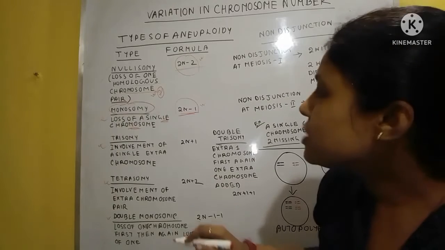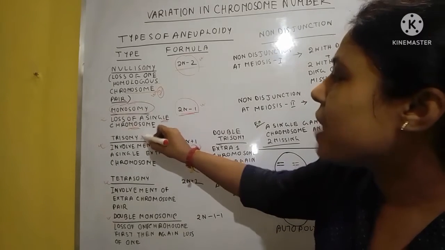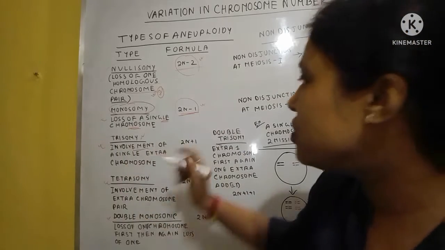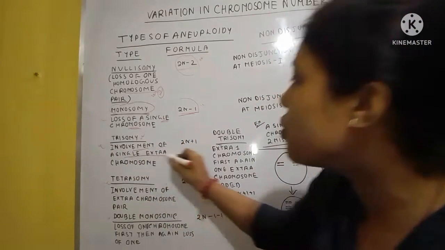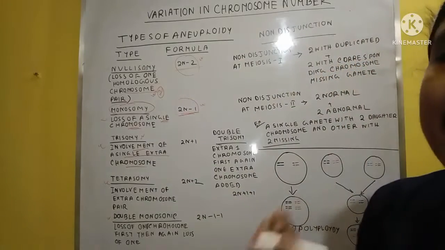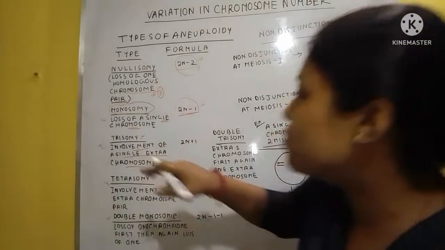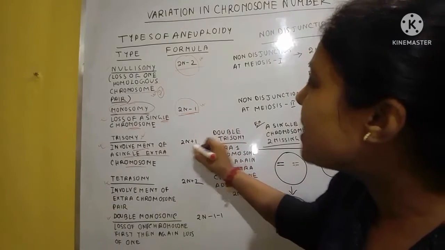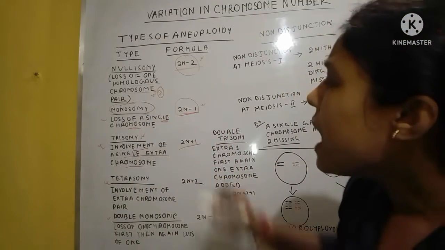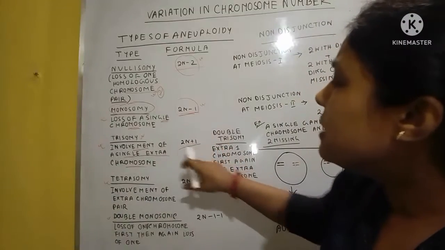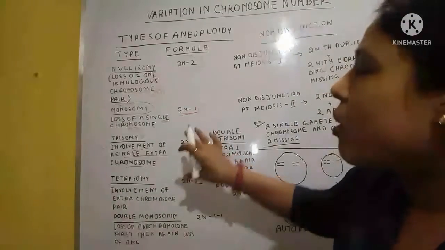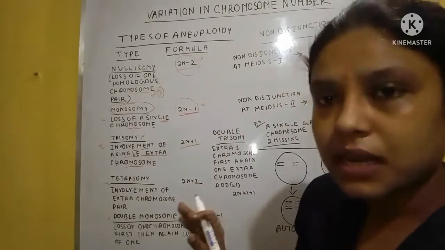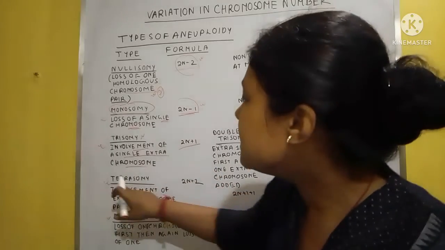Clear? Next one is the trisomy. In case of trisomy, there is the addition of a single extra chromosome. Clear? Single extra chromosome, this is called trisomy. In that situation the formula is 2n plus 1. By representing this formula we can say that the cell is a trisomic cell. Clear?